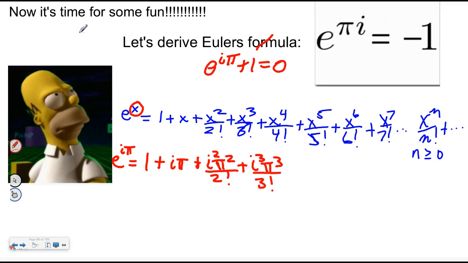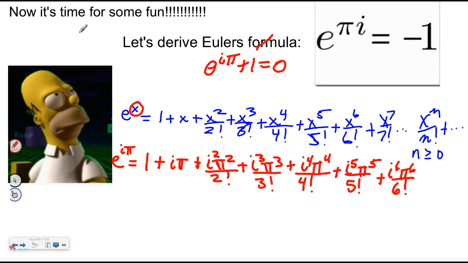I want you to write them all out because something happens. Pi to the 4th over 4 factorial. i to the fifth pi to the fifth over 5 factorial. Don't show this to anybody in Calc AB. It looks way harder than it actually is. Plus i to the sixth pi to the sixth. You guys do the seventh one if you can fit it. I'm going to just stop because I ran out of real estate up there.